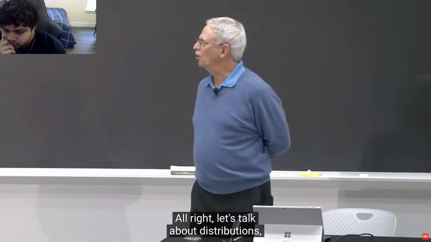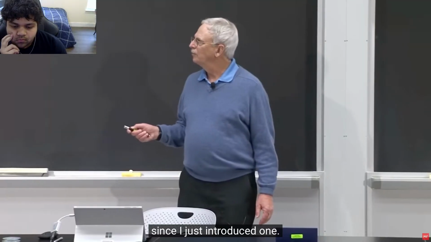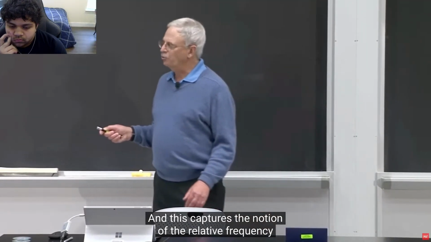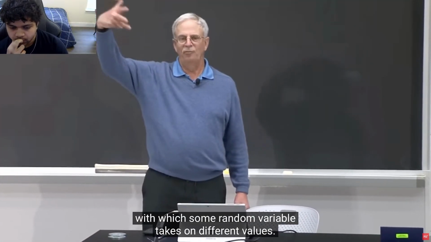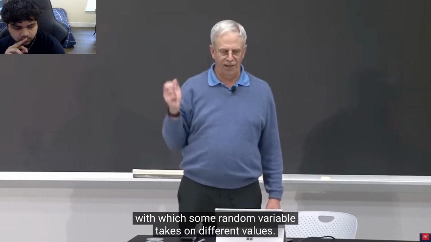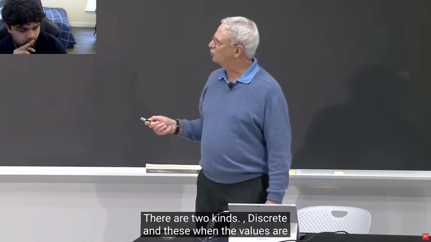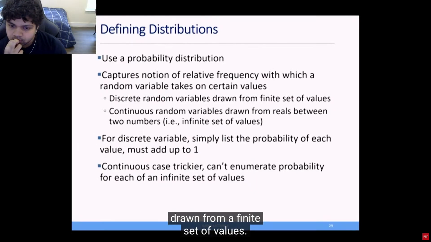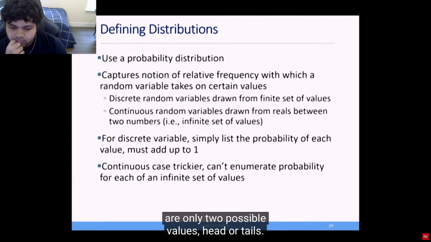All right, let's talk about distributions, since I just introduced one. We've been using a probability distribution. And this captures the notion of the relative frequency with which some random variable takes on different values. There are two kinds, discrete, and these when the values are drawn from a finite set of values. So when I flip these coins, there are only two possible values, heads or tails.